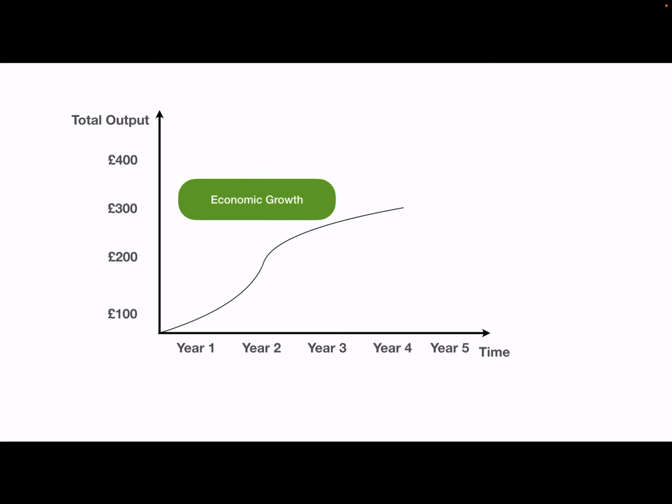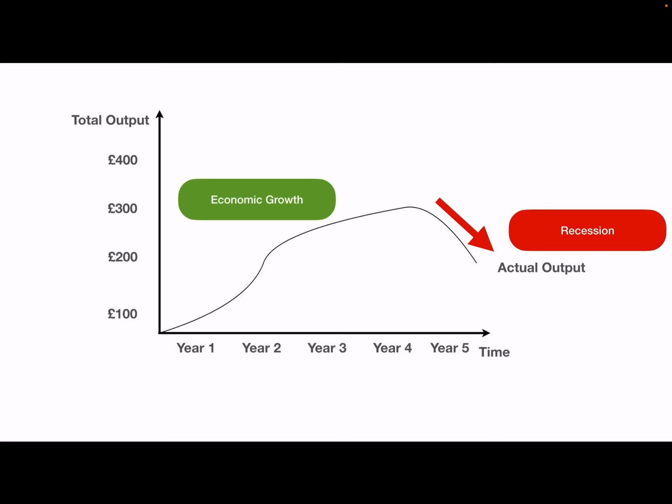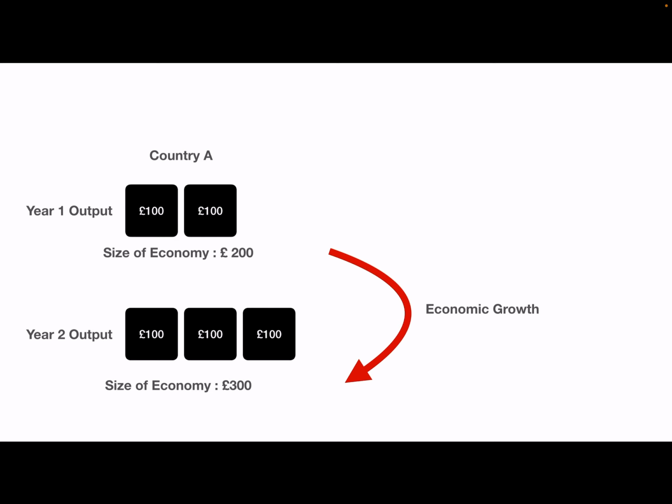If output was to fall, then the economy would have decreased in size, and then the line would slope downwards. If this fall happens in 2 consecutive quarters of the year, we would say the economy is in a recession. We often tend to show the rate of economic growth as a percentage though.